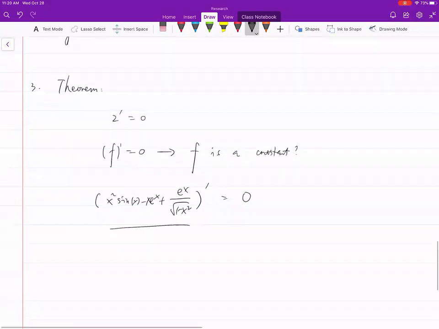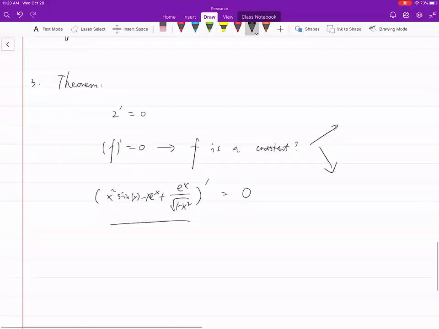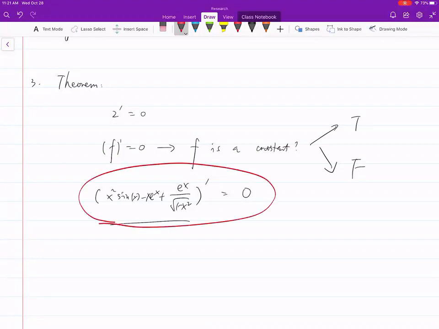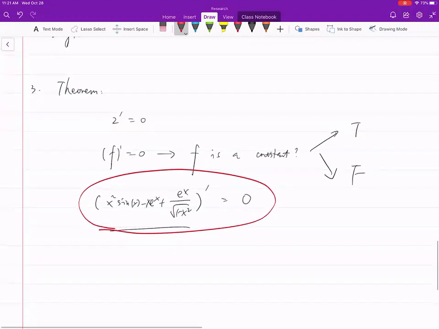Okay? True or false? Use your button. Do you think if the derivative is 0, you can already come back and say it's a constant? Then for that case, you answer yes. Or do you think something like this can be built just right so you will still have 0, but the original thing is not constant? If you think that's the case, you answer false. Give it a try.